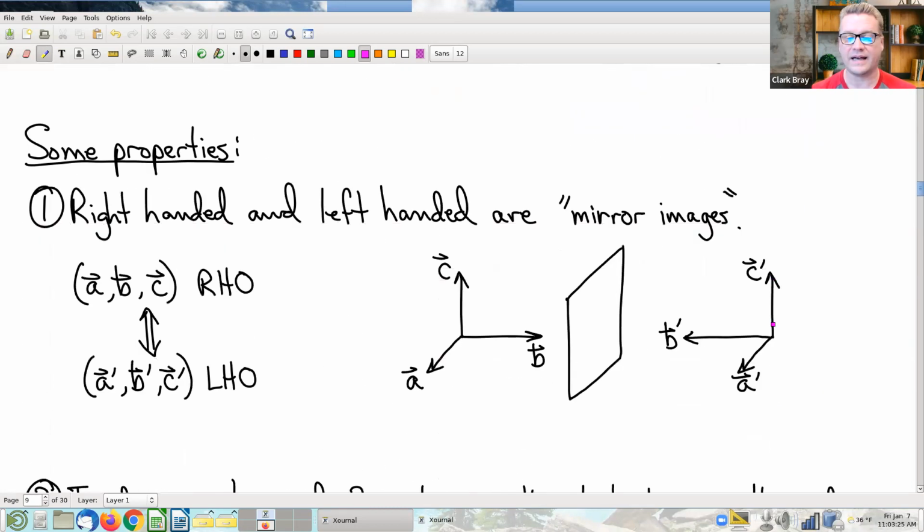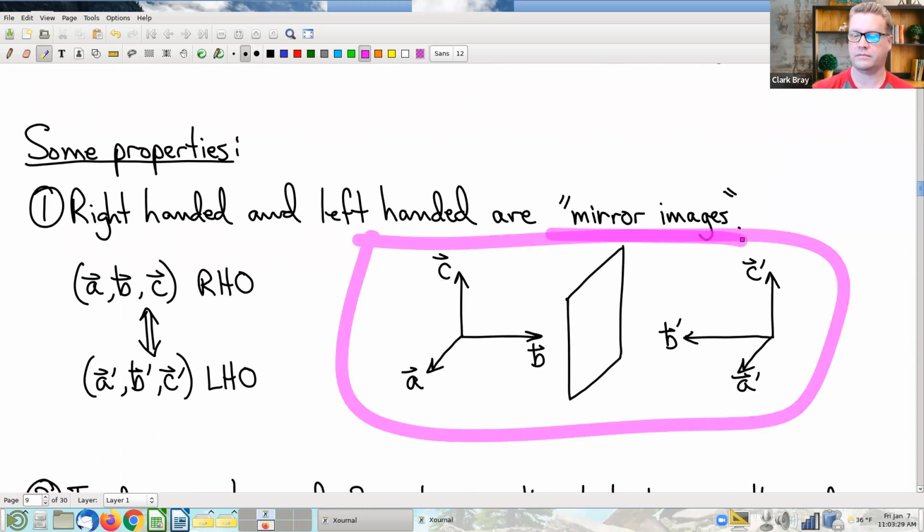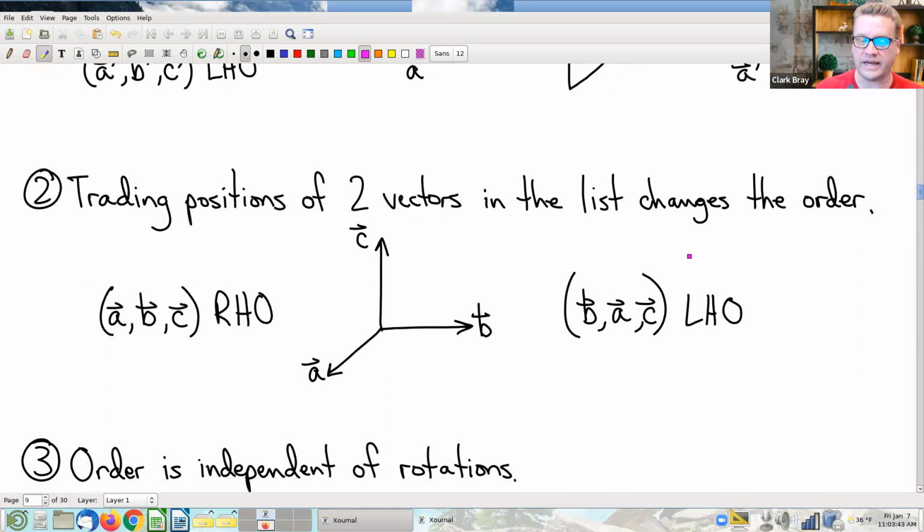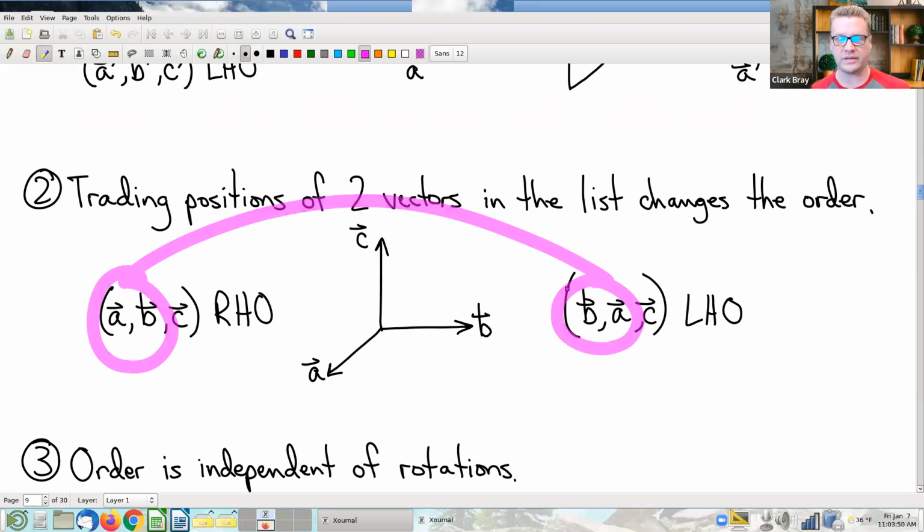Okay, a lot of the same properties. They're mirror images of each other. Easy pitch, right? Your right hand is a mirror image of your left hand. If you were to trade any two of these vectors, trade the B and the A position, that changes the order. The action of switching any two vectors in the list, any two, changes the order.